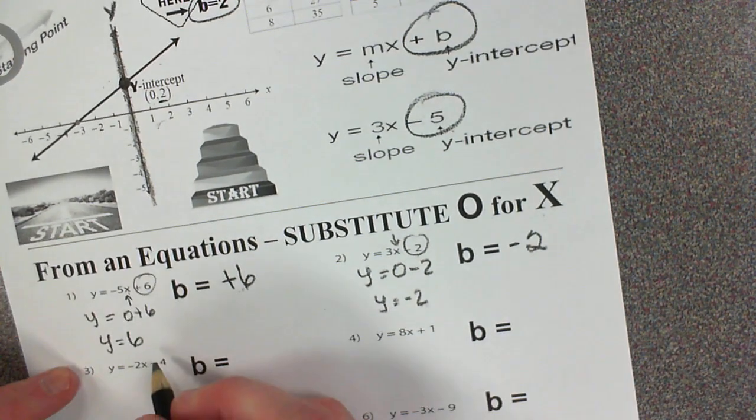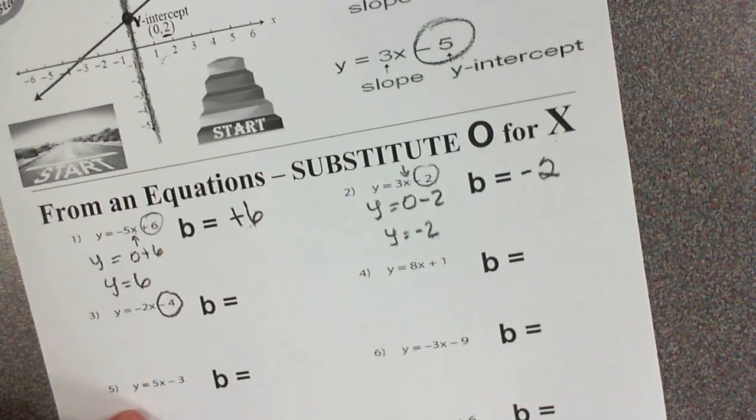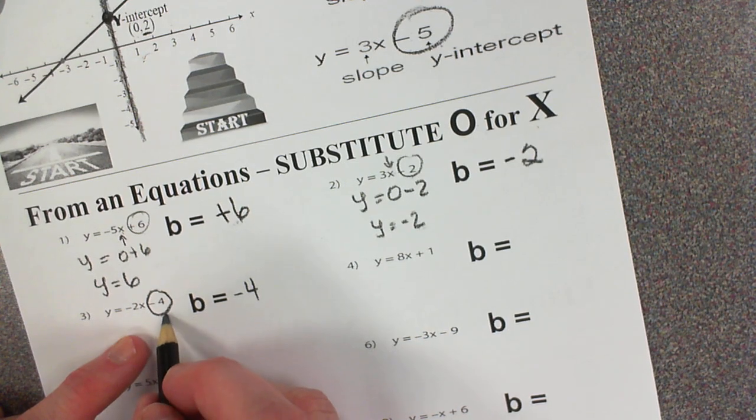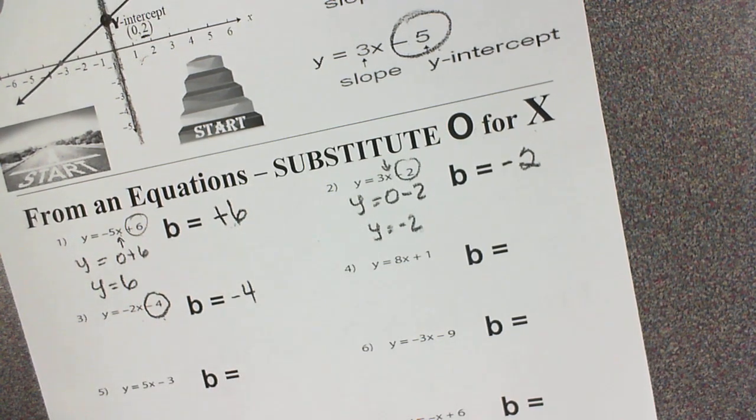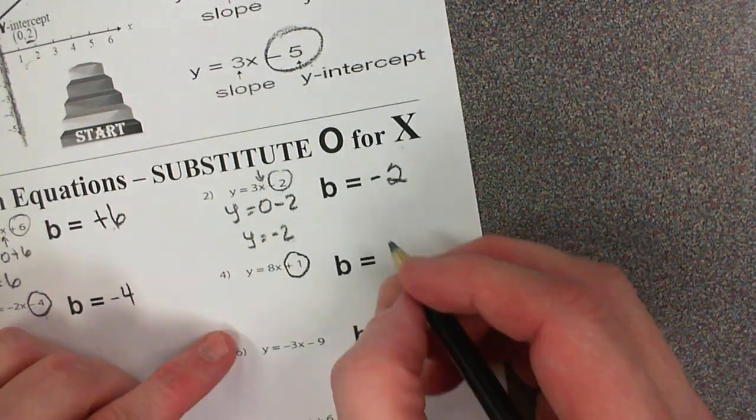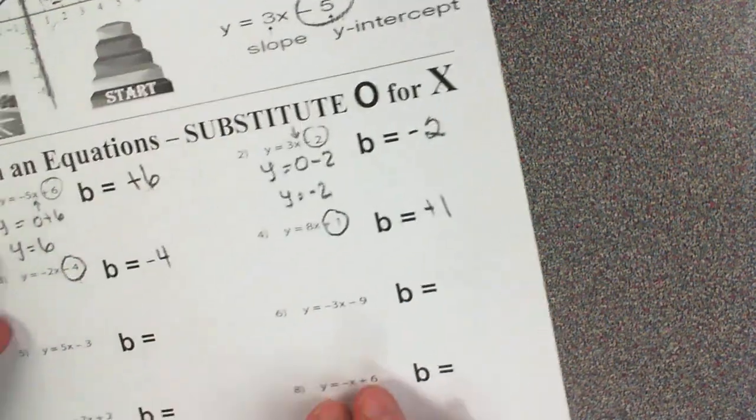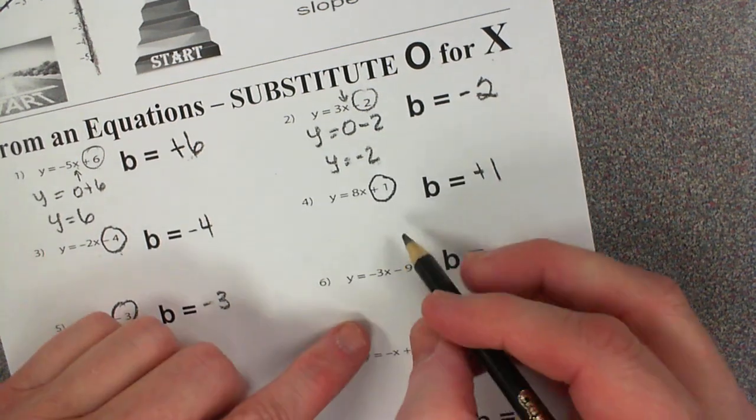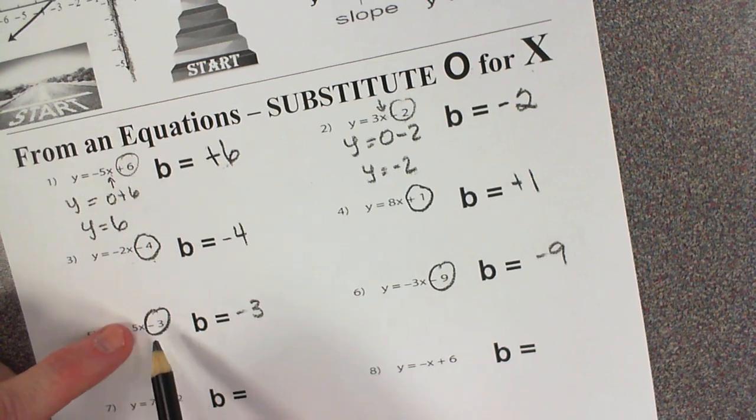How about for number 3? Can we figure out what b is here? Negative 4. That x has to be 0. Y is going to be negative 4 if x is 0, so b is negative 4. How about number 4? What's my constant? B is positive 1. Number 5? Negative 3. And number 6? Negative 9. Good. So I'll let you guys finish that. You've got it figured out.